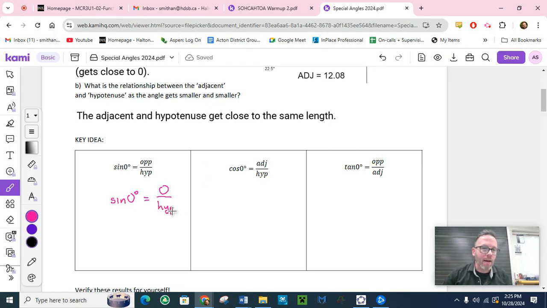And it doesn't matter how big the hypotenuse is. Guys, so it's 0 divided by anything. It's 0. We've kind of shown the sine of 0 is equal to 0. That's pretty neat. Sine of 0 degrees equal to 0.